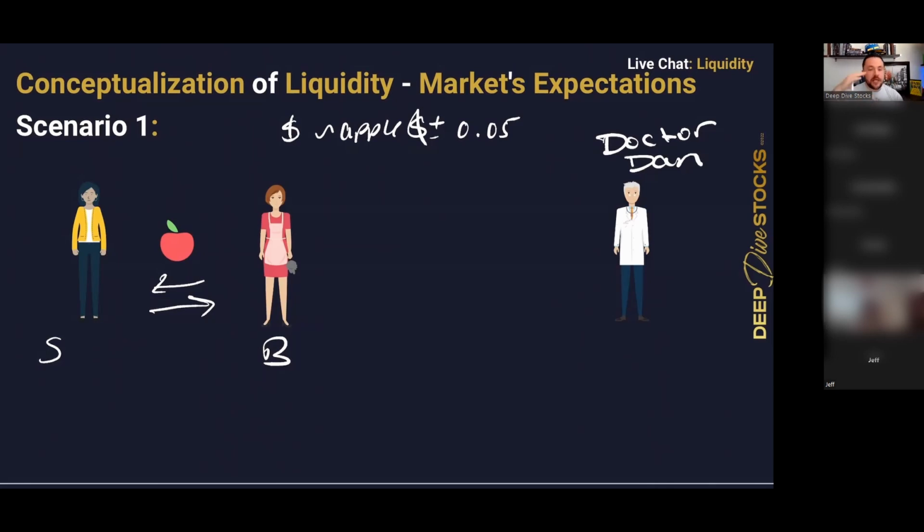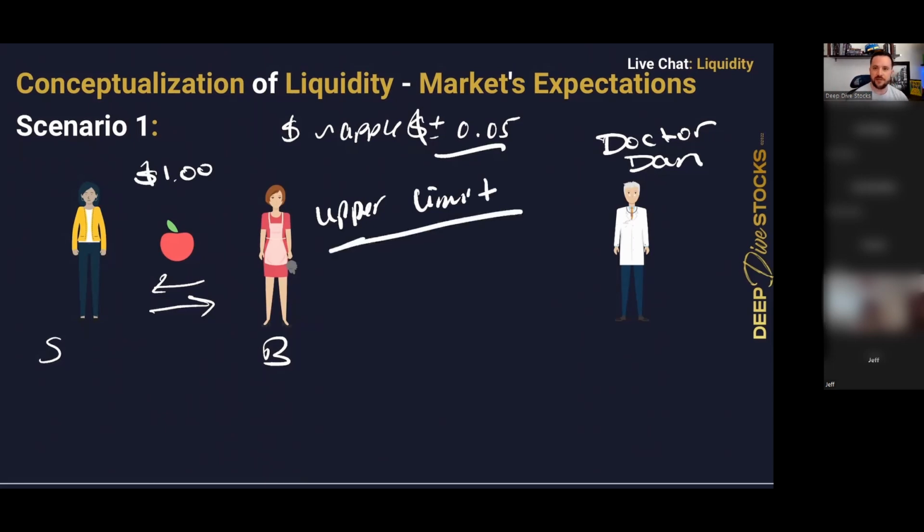So he wants to be able to project the price of the apple 1 week in the future. And in this scenario, he knows that the apple can occasionally rise in 5-cent increments. He wants to know what the price of the apple might be in 5 trading days. And let's say the apple starts at $1. So what would Dr. Dan's upper limit be for the price of an apple in 5 days?